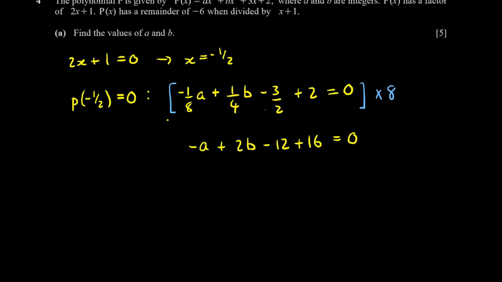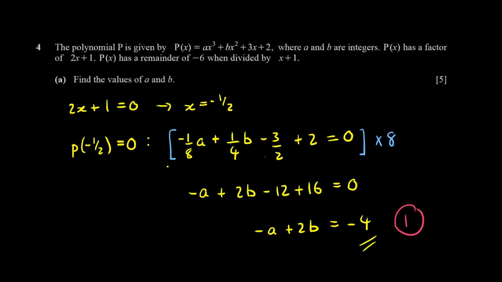And we'll just simplify that a little bit. We'll get negative a plus 2b is equal to negative 4, right? Because negative 12 plus 16 is positive 4, but I bring it to the other side. I'm going to label this equation 1, all right? Because we're going to get another equation in a moment.